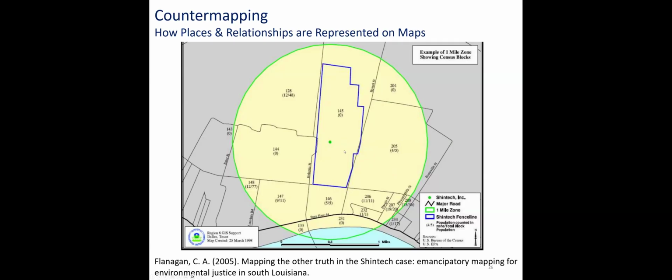So I just want you to think about how they mapped it. The plant is a point, it's tiny, and it's green. The boundary of their fence line is blue. The 1 mile zone, again, is green. And then the population that they would be affecting, okay, is listed here, okay?